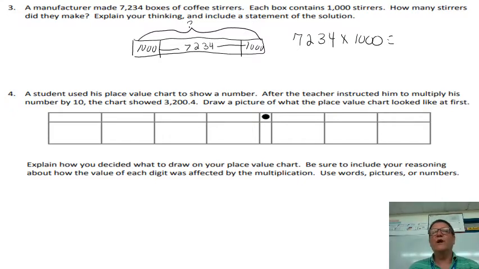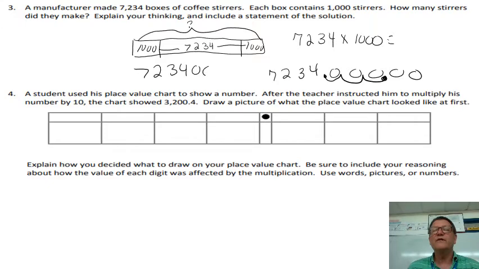Now I know when I multiply by 1,000, it's going to get larger first off, and its decimal is going to shift 3 places to the right. So if I have 7,234, on a whole number my decimal is at the end of that whole number. Because we normally have zeros going out this way, we just don't write them down. Now we're going to move this 3 places to the right, which is 1, 2, 3. So now we can see that we actually have 7,234,000 stirrers.